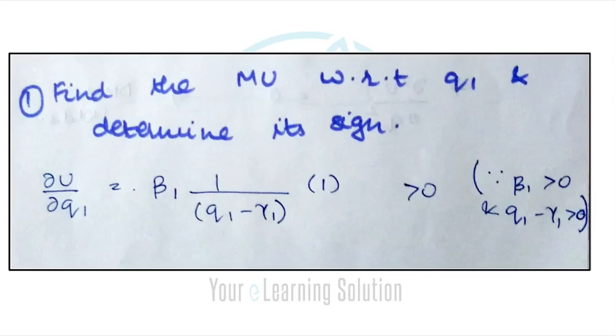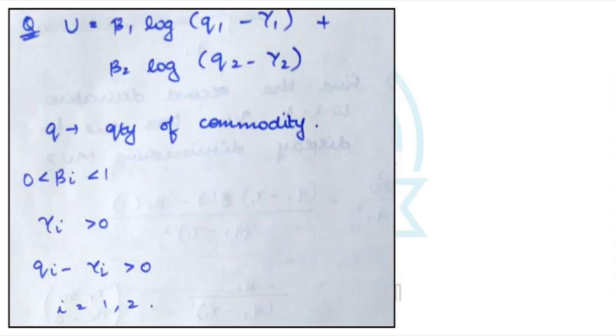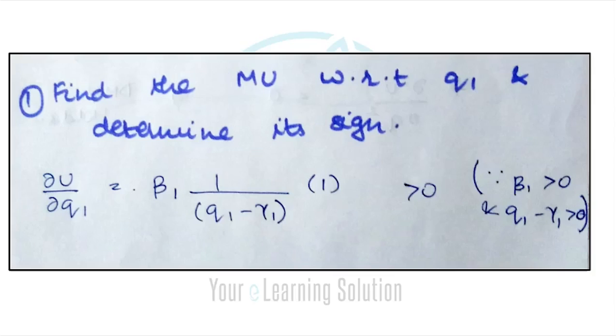So that's fine. The first part of this question says find the marginal utility with respect to Q1 and determine its sign. So you just do a del U by del Q1, which in this case is going to be precisely equal to beta 1 into 1 upon Q1 minus gamma 1 into 1, because of the chain rule. Now you know that beta 1 is greater than 0, and you know that Q1 minus gamma 1 is greater than 0, which means that del U by del Q1 is greater than 0.